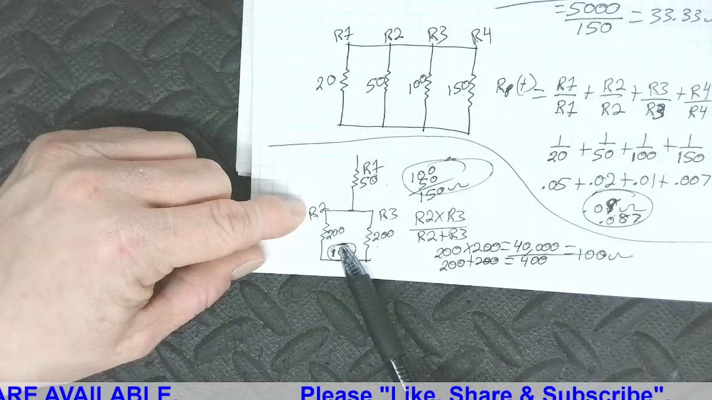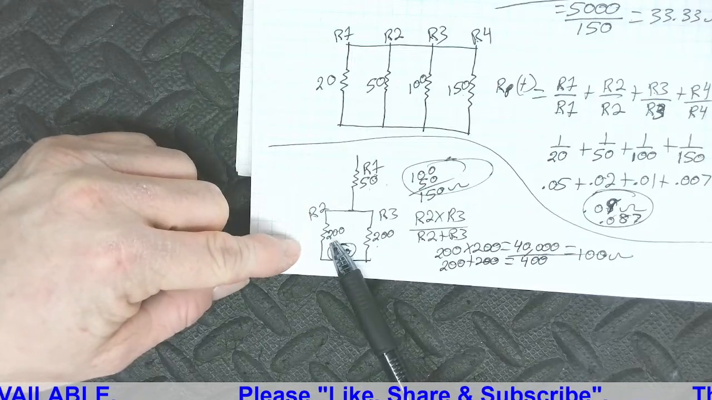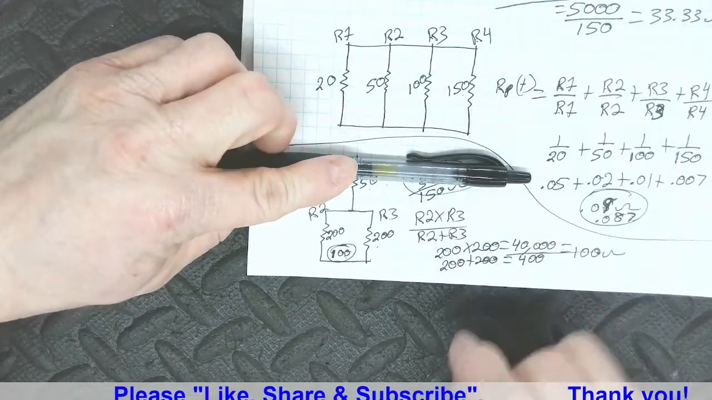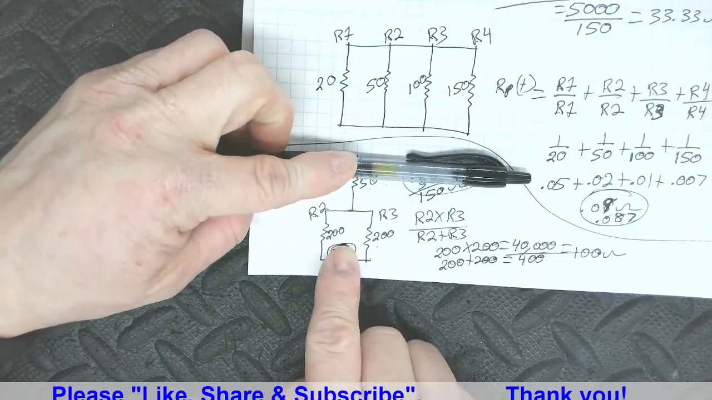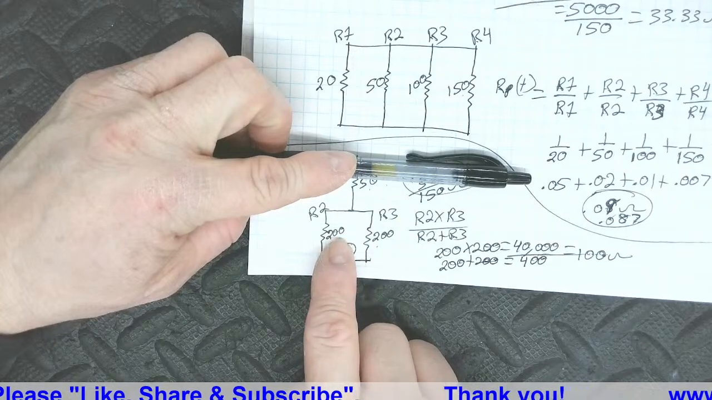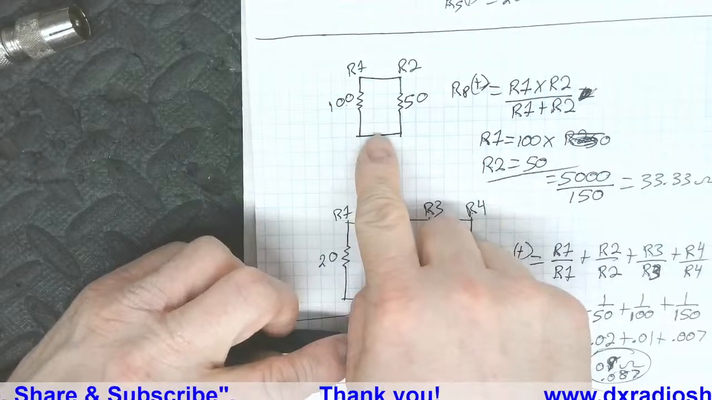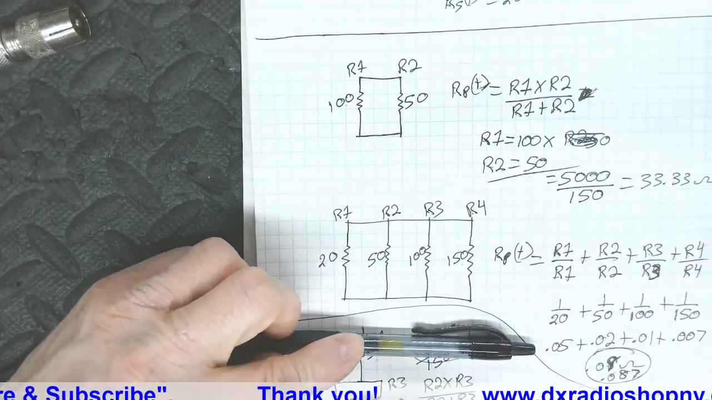So here we go. We have a 200 ohm and a 200 ohm. Well, we have to eliminate this one right here. We're not going to look at that series. We're going to look at this circuit right here. We want to do the same equation as what we did up here in the first equation, right? Same exact thing.